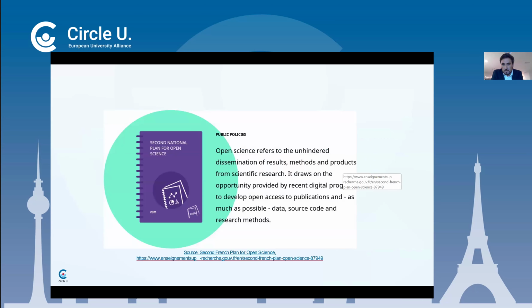And also from the second French National Plan for Open Science, it is said that open science refers to the unhindered dissemination of results, methods, and products from scientific research. It draws on the opportunity provided by recent digital progress to develop open access to publication and, as much as possible, data, source code, and research methods, and let's add, educational resources.